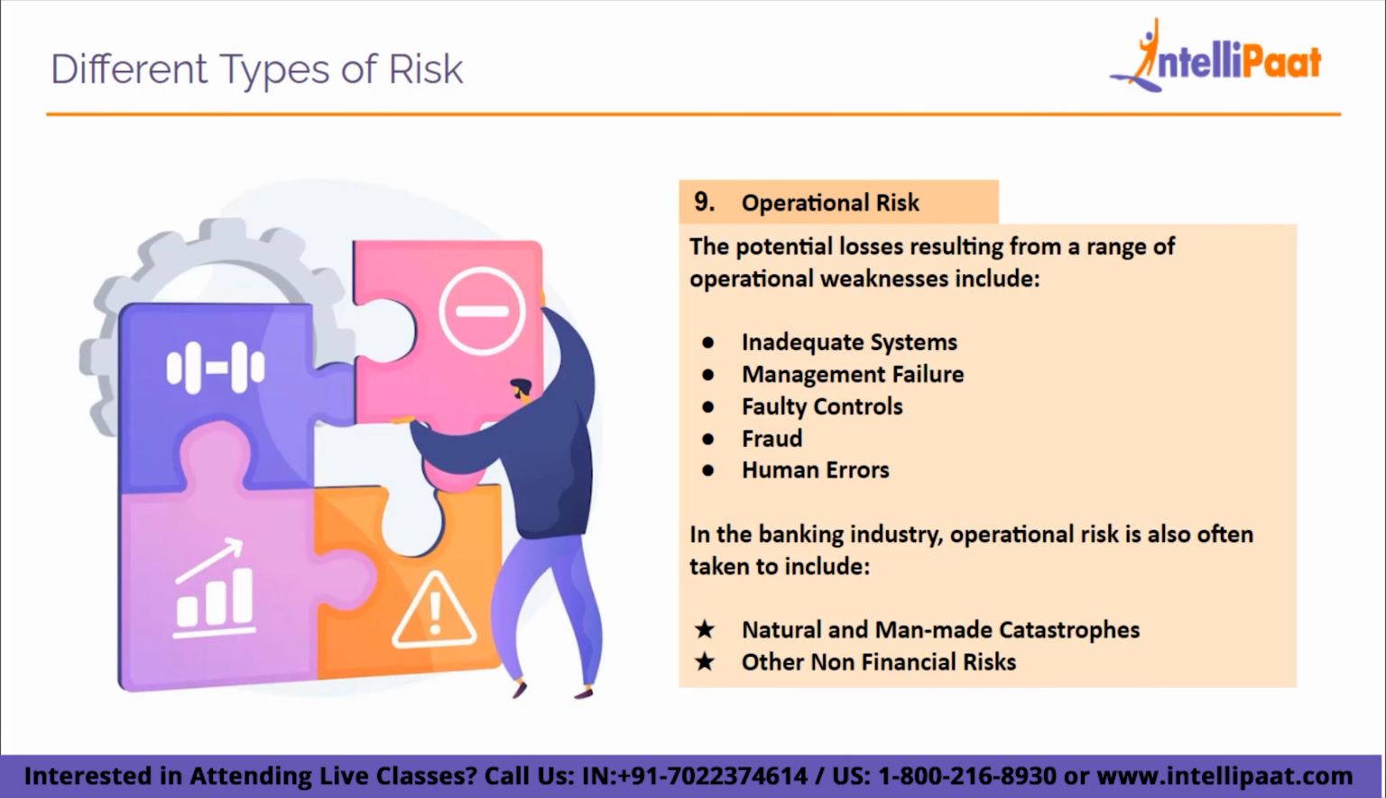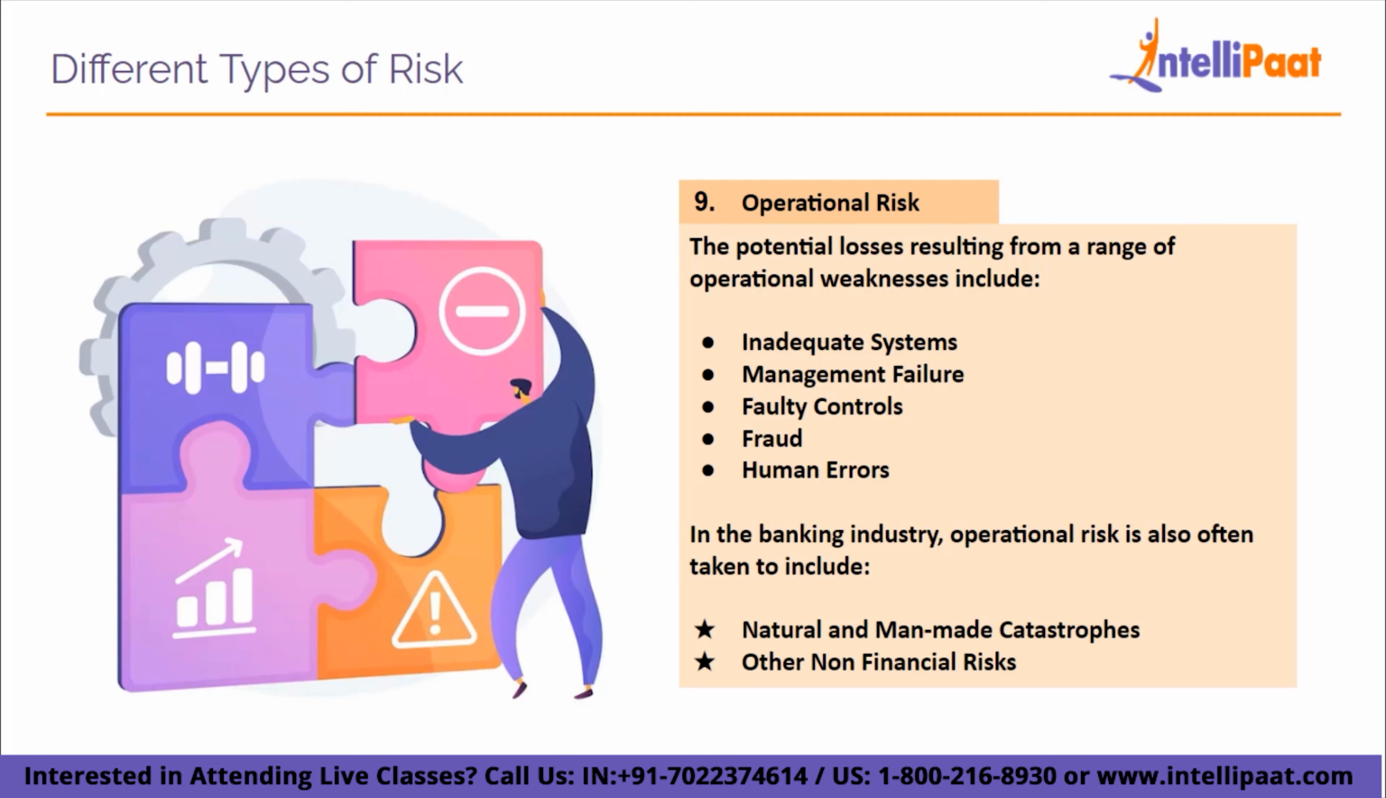So guys, operational risk is like the danger that comes from various weaknesses in how a business operates. It involves potential losses due to operational problems. Now, the key aspects that can cause operational risk are inadequate systems, management failures, faulty controls, frauds, and human errors. Inadequate systems basically include risks that come from systems that are not up to the mark. It's like using tools that are not efficient or effective, leading to potential losses.